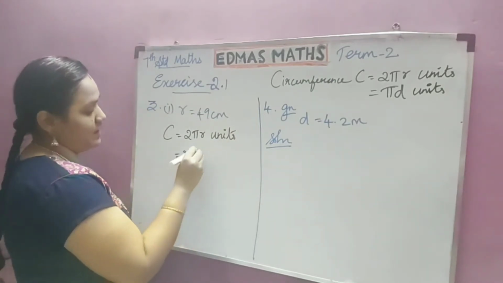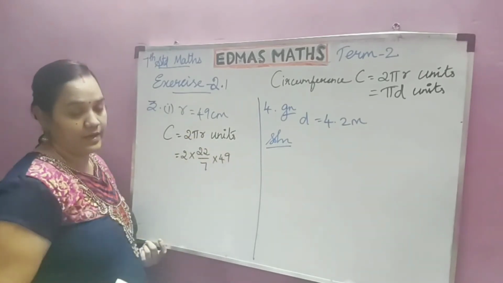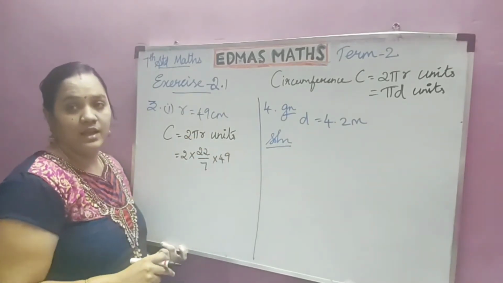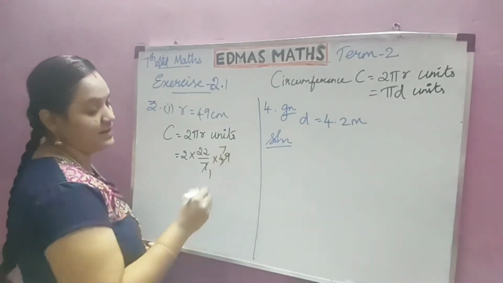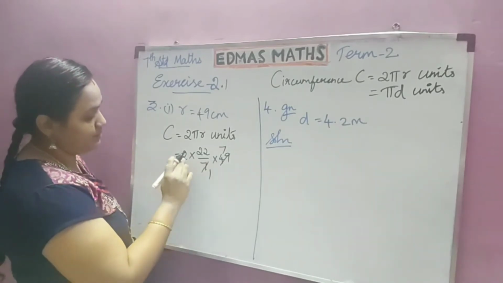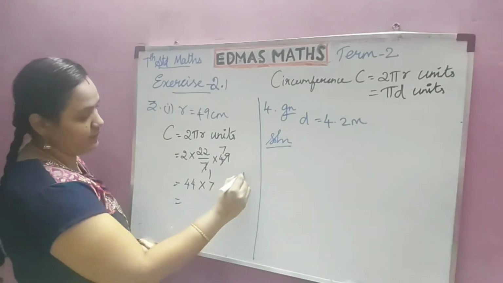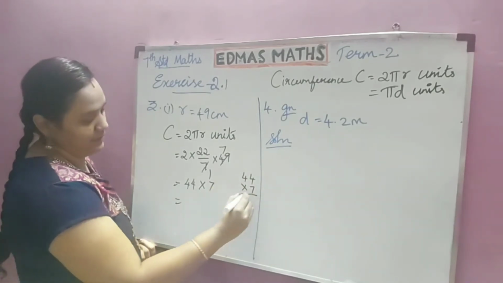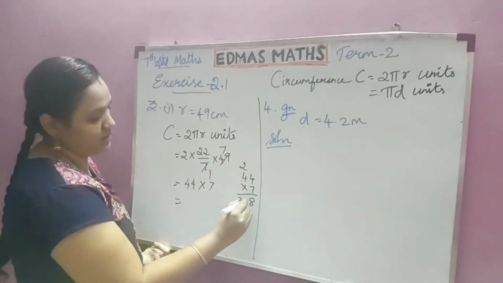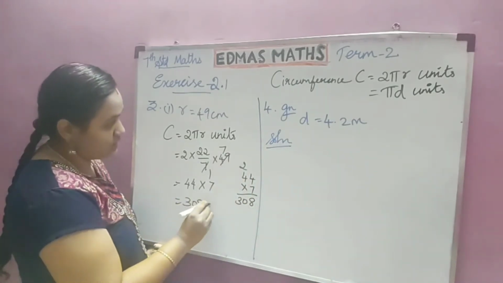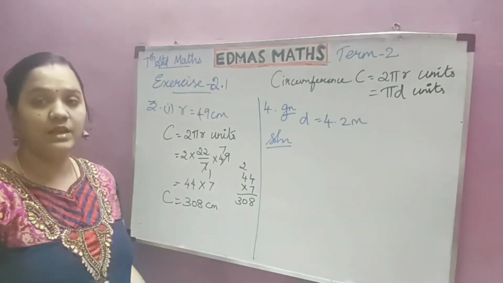So we can substitute the value 2 into 22 by 7 into the radius is 49. Now we can see 49 is divisible by 7. So 1 7s are 7, 7 7s are 49. So we have to multiply 2 into 22 is 44, 44 into 7. So now we have to multiply 44 with 7. 7 4s are 28, 8 2, 7 4s are 28, 30. So our answer is 308 centimeter. So circumference is 308 centimeter.